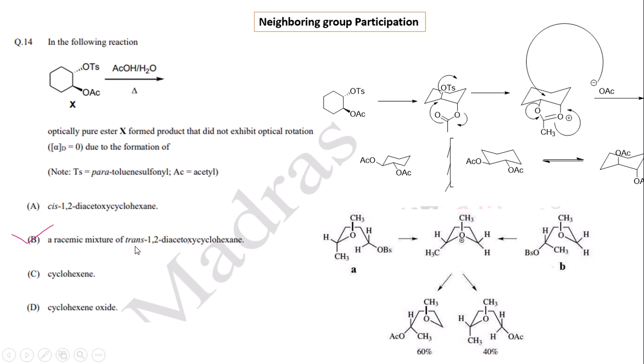A racemic mixture of trans-1,2-diacetyloxy cyclohexane has been formed. And similarly, this is the example, and here the two compounds A and B produce the same mixture of compounds after the neighboring group participation reaction.